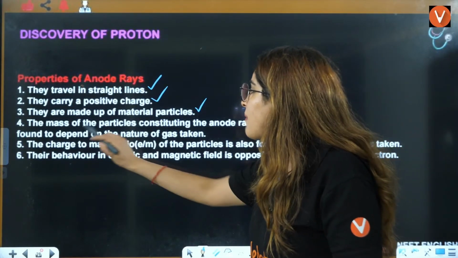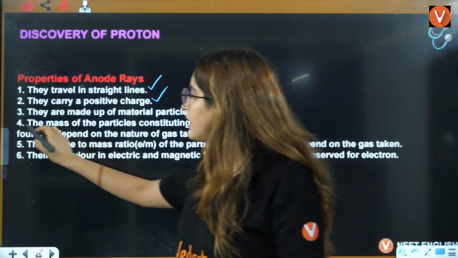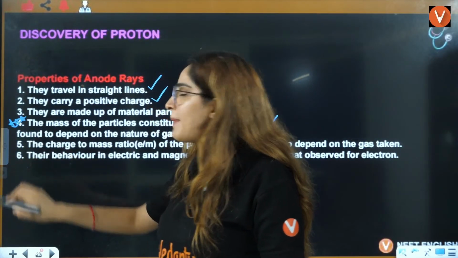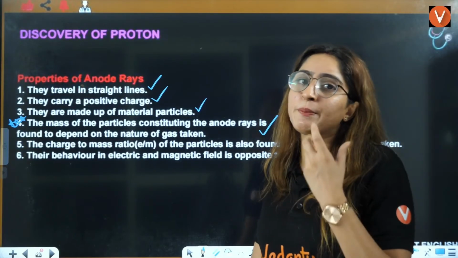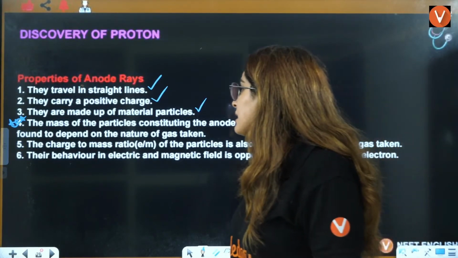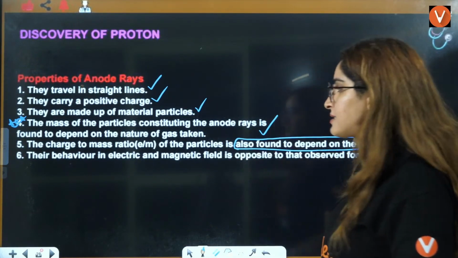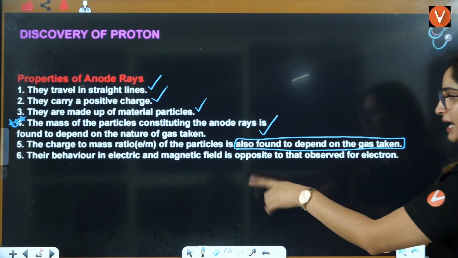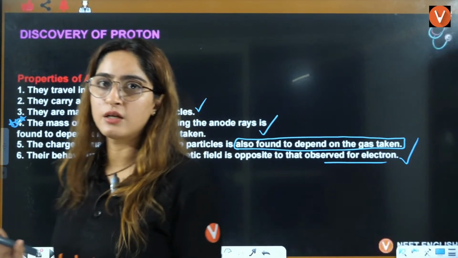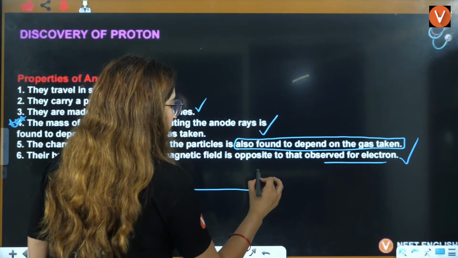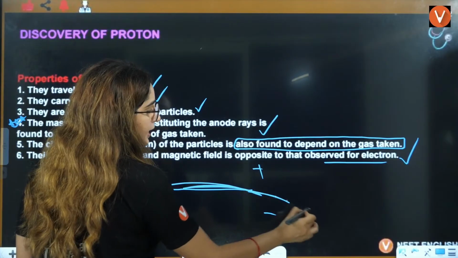Same things. The mass of the particle consisting of anode rays is found to depend on the nature of the gas. This is a very important thing, that it will depend upon the nature of the gas. According to that, you will have gaseous ions. Either it will be a proton or it will be a multiple of protons, right? Charge to mass ratio is also found to be dependent on the gas taken. Their behavior in an electric and magnetic field is opposite to that of the electron. So when they are coming out, and here you have a positive plate, negative, they will get attracted towards the negative plate.